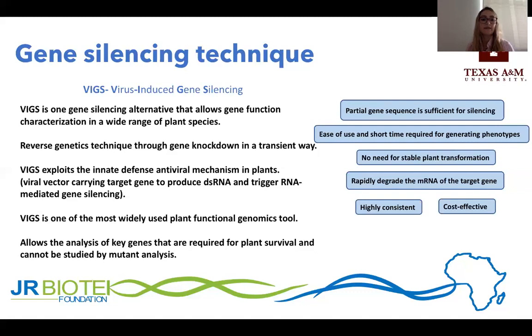VIGS exploits the innate antiviral defense mechanism in plants, which I already explained, that is the RNAi mechanism. So through VIGS, you are going to have a rapid degradation of your specific mRNA region. VIGS is one of the most widely used plant functional genomic tools because of its high consistency and because it's cost effective. VIGS allows the analysis of key genes that are required for plant survival and thus cannot be studied by mutant analysis. So through gene silencing, you can silence the gene and observe how these genes are important for the plant function.